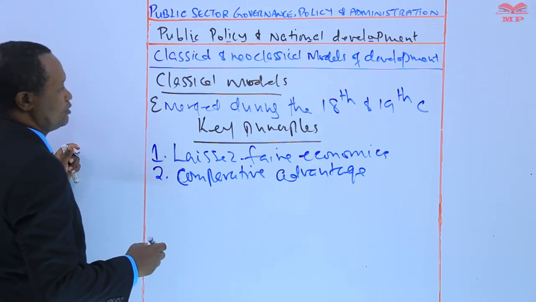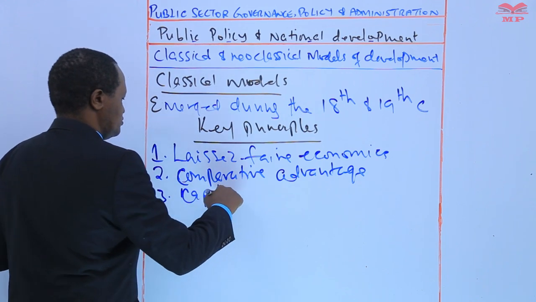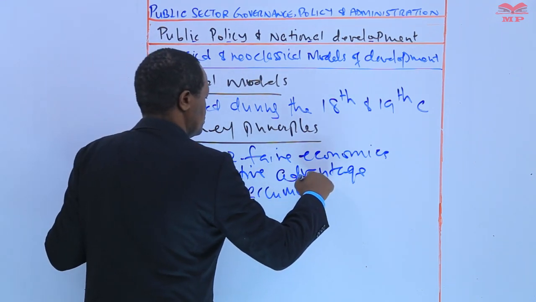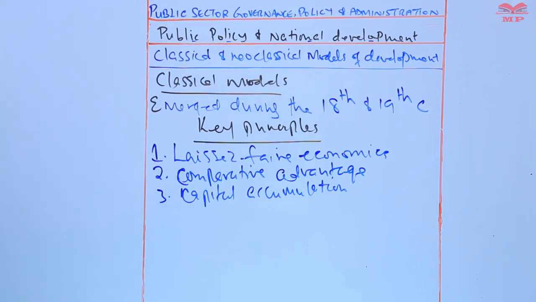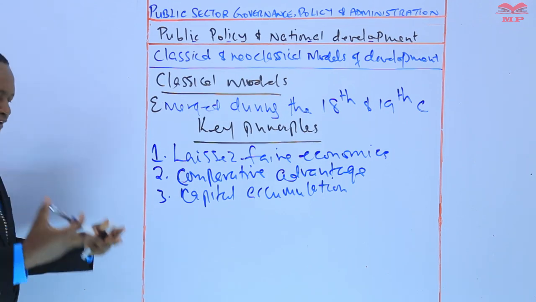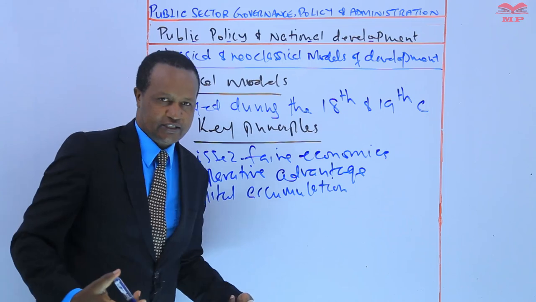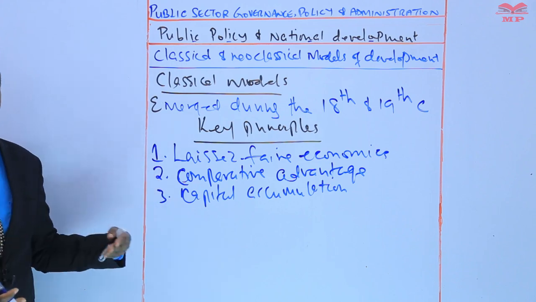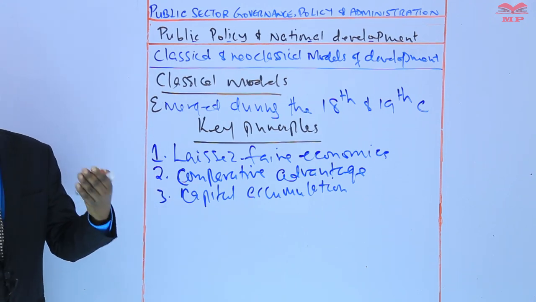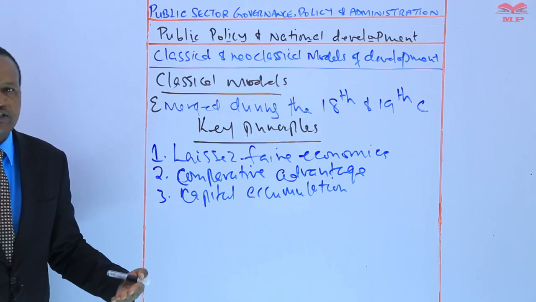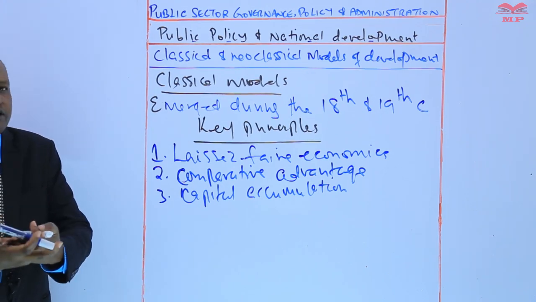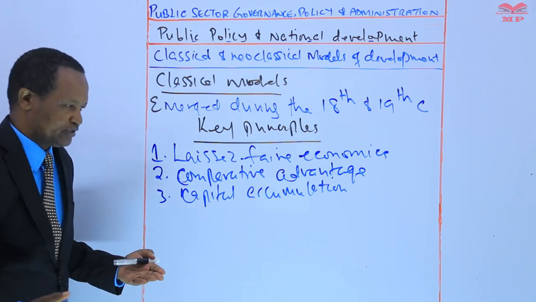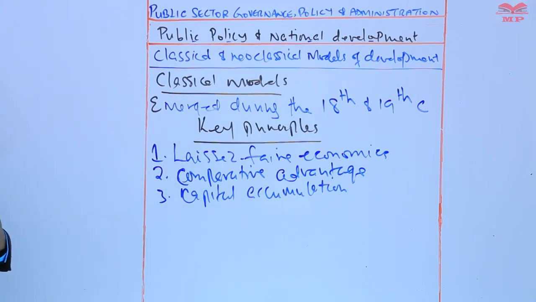The third key principle is capital accumulation. Now, classical economists emphasize the importance of saving and investing as drivers of economic growth. By accumulating capital, which involves machinery, equipment, infrastructure, countries would increase their productivity and generate more wealth. Countries would increase their productive capacity and generate more wealth.